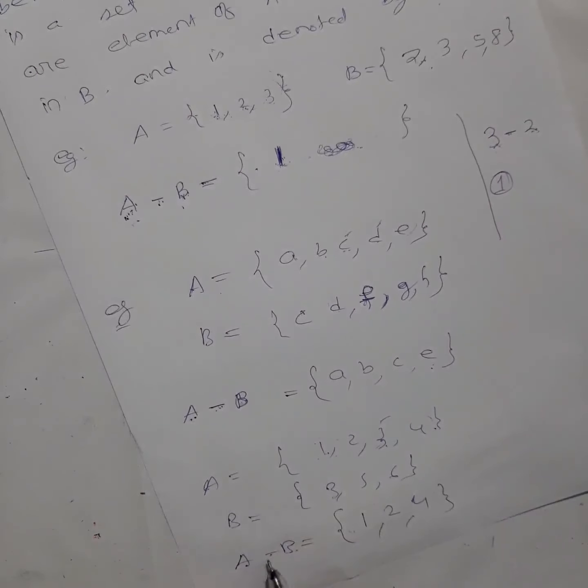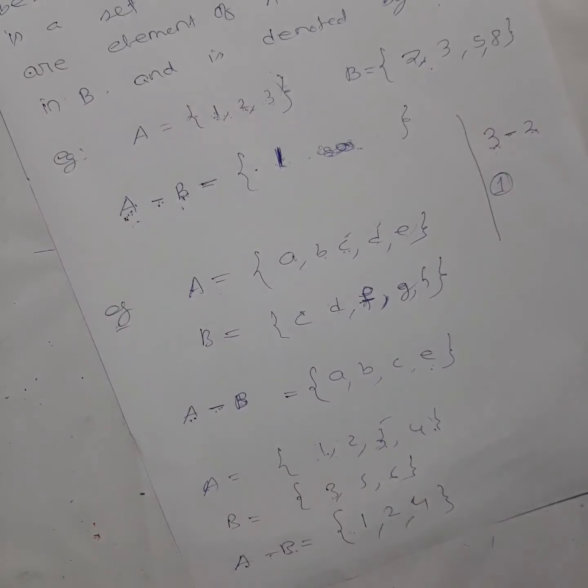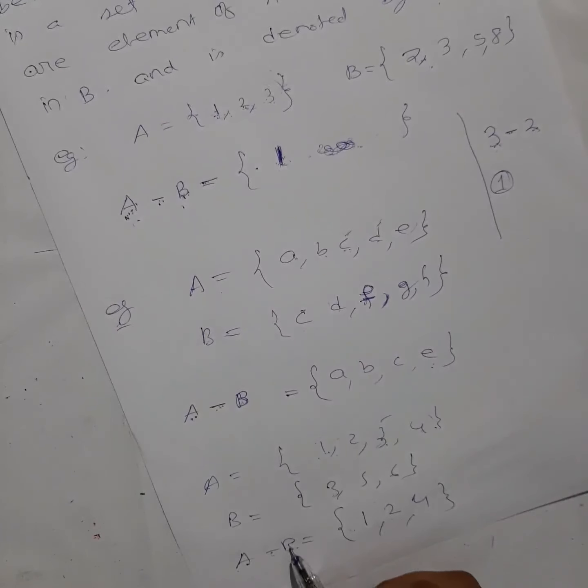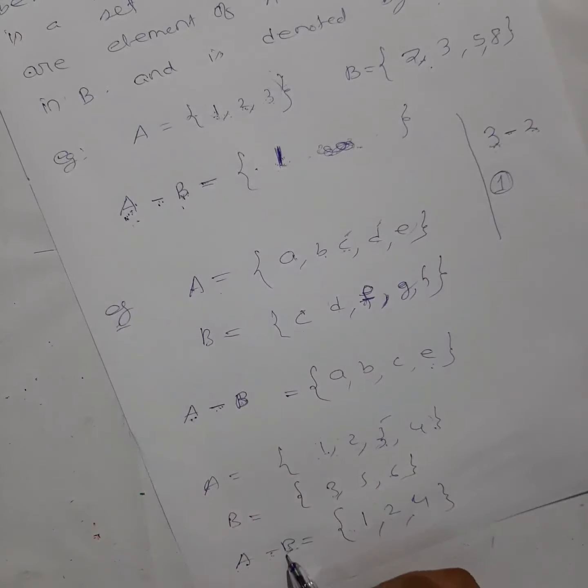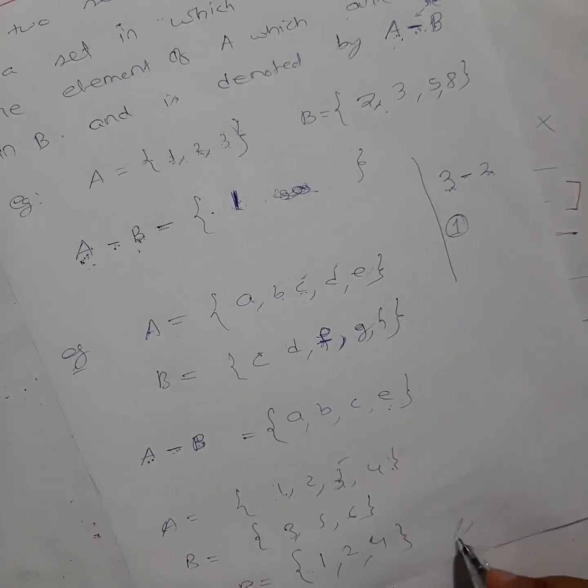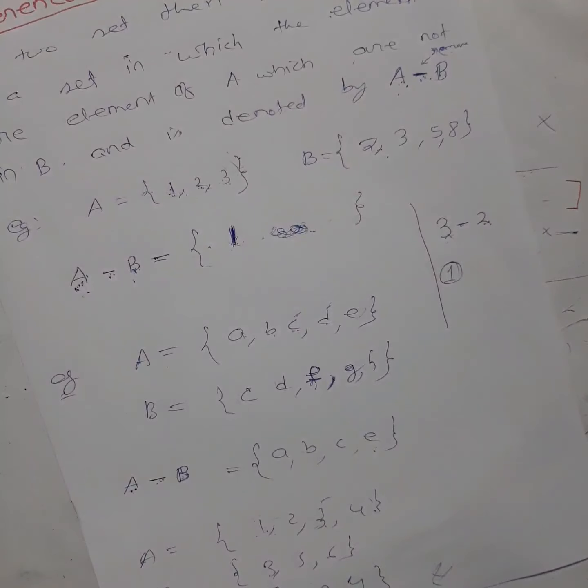So from A, remove B. This is how you can remember. From A, remove B. So from set A, remove B elements. Okay. So these are the 3 operations. Try to practice, try to understand carefully, and then we will discuss the other definition.